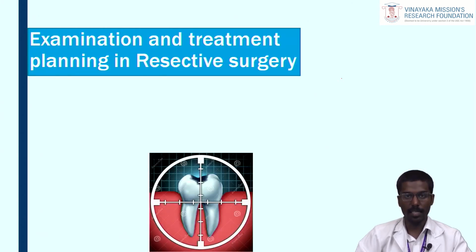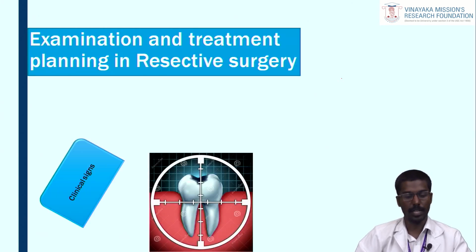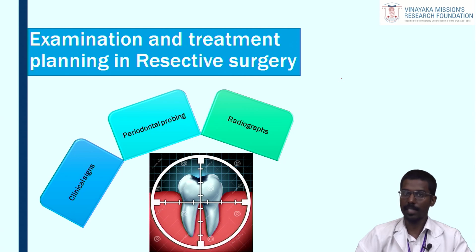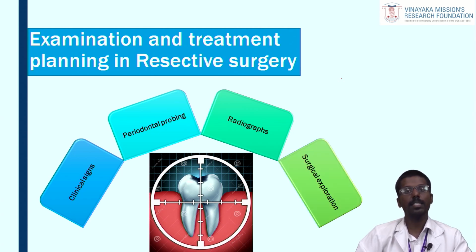Now as I said earlier, the examination consists of 4 stages. One is the clinical signs, by seeing the tooth itself we can tell. Next, by checking using periodontal probing. The third one is going for investigation, that is the radiograph. The last one will be the surgical exploration of the particular site.